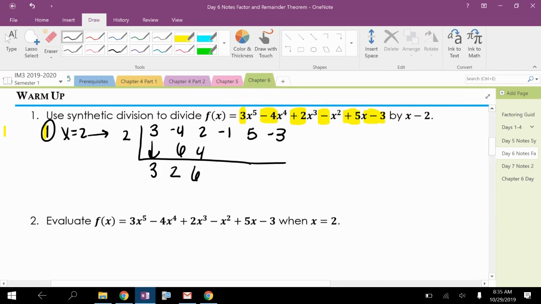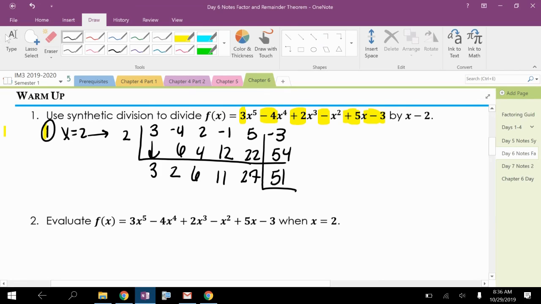Then you do 2 times 6 gets me 12. -1 plus 12 gets me 11. 2 times 11 gets me 22. 22 plus 5 gets me 27. What's 2 times 27? 54. Now remember, this guy is your remainder. Whatever your last one is, that's your remainder. And I have a remainder of 51.